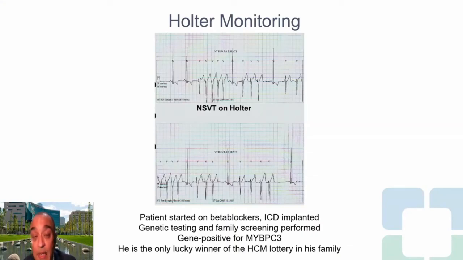This person subsequently had genetic testing and cascade testing for family members and was found to be positive, basically MYBPC3 gene. Unfortunately for the patient, or however you look at it, he's the only member in the family to be gene positive. So he apparently won the lottery for hypertrophic cardiomyopathy.